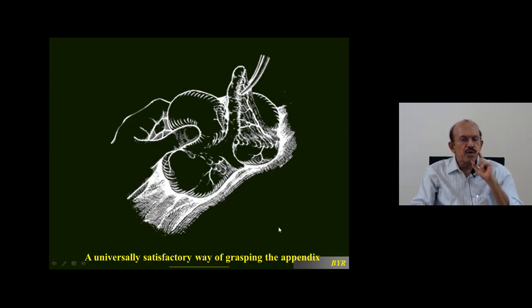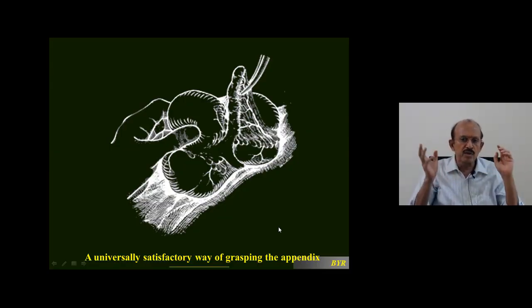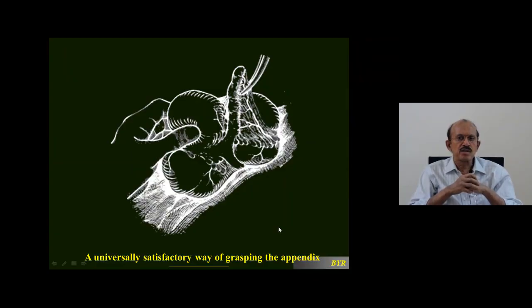So how to locate the appendix? The appendix can be in the retrocecal position. It may be in the pelvic position. It may be paracecal, subcecal, pre-ileal, post-ileal. So it can be in various places. So once you open the iliac fossa, the appendix won't come and greet you with the good morning, sir. It won't say like that. You have to diligently search and find it out.